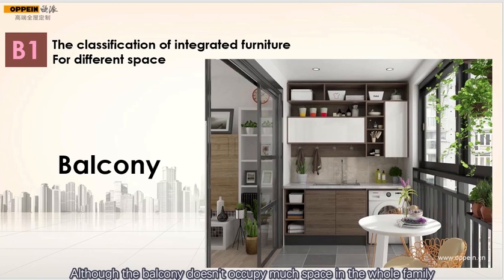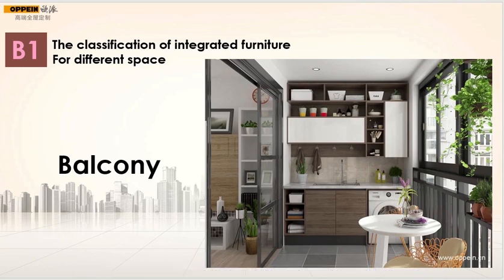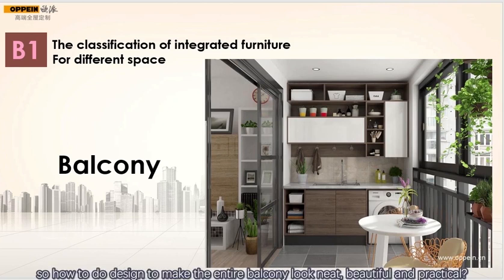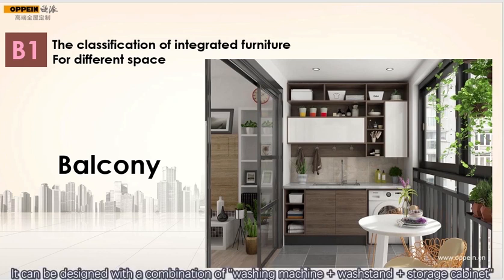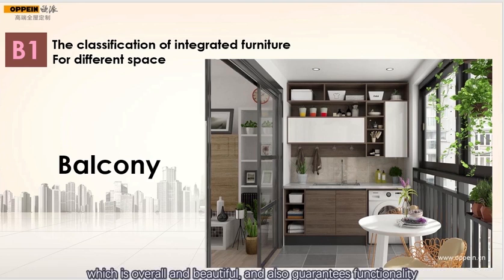Although the balcony doesn't occupy much space in the whole family, as long as we use it reasonably, it can also bring us some surprise. Balcony storage is mainly achieved through balcony cabinets, so how to design to make the entire balcony look neat, beautiful, and practical? It can be designed with a combination of washing machine, washing stand, and a storage cabinet, which is overall beautiful and also guarantees functionality. The cabinet can store some items used for laundry and drying, which is very convenient to use.